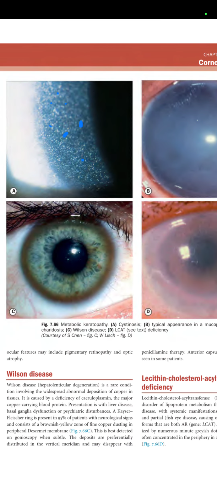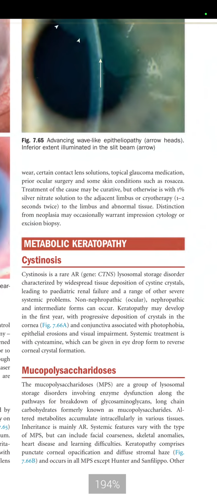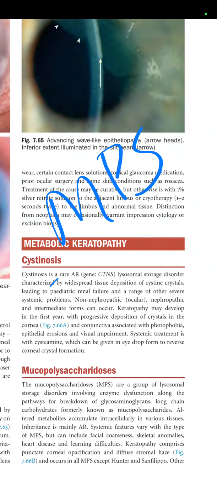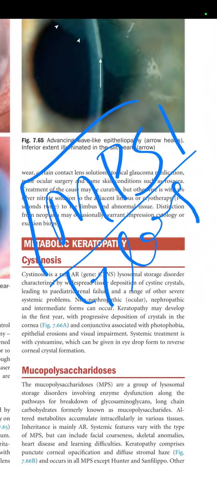Next is mucopolysaccharidosis. The mucopolysaccharidoses, MPS, are a group of lysosomal storage disorders involving enzyme dysfunction along the pathway for the breakdown of glycosaminoglycans, long chain carbohydrates, formerly known as mucopolysaccharides. So there is no proper metabolism of the MPS. Basically, these are long chain carbohydrates.